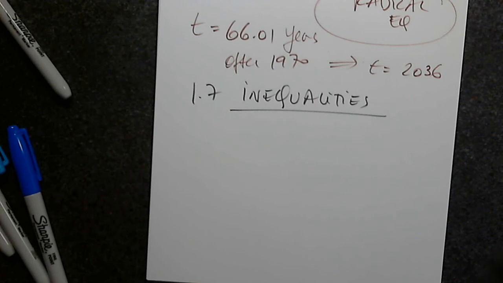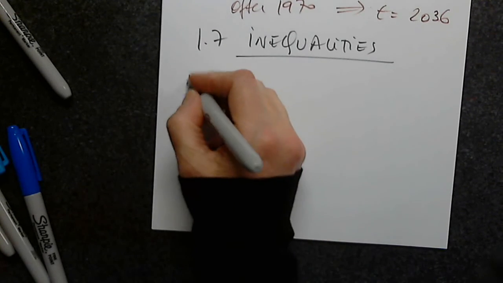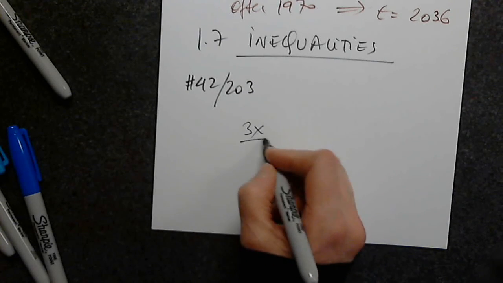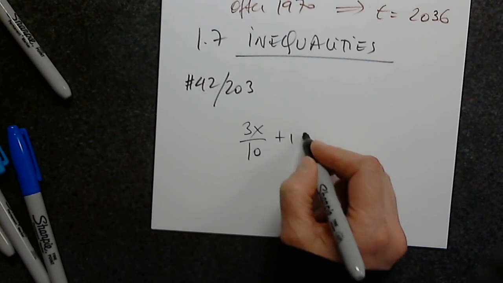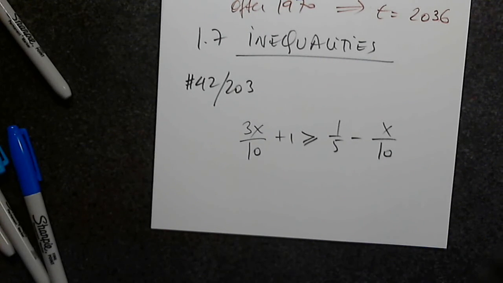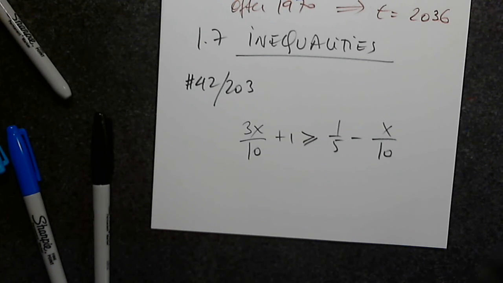And I just want to refresh our memory on linear inequalities. Just one problem and we'll stop. Let's say 42 on page 203: 3x divided by 10 plus 1 is greater than or equal to 1/5 minus x over 10. This type of problem could not have been solved using an equation, because we're comparing two sides. We don't want to determine when they are equal. We want to determine when one is bigger than the other, or even equal to.